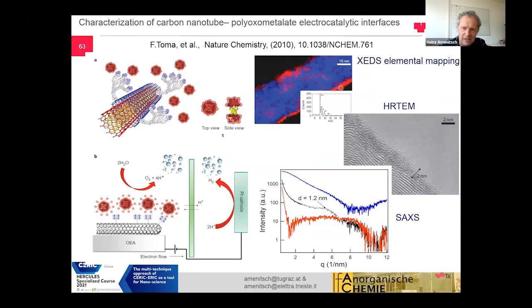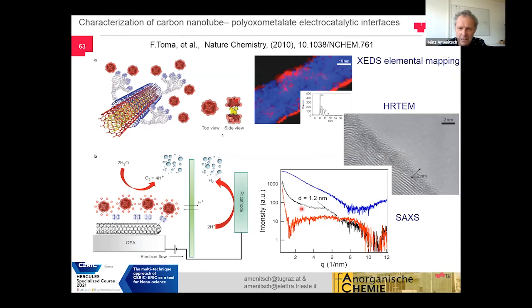Here you see the tungsten. So you have something like a shell around. In the high resolution TEM, you see here the multi-wall carbon nanotubes in this layered structure. You have a 2 nanometer shell around, but you don't know anything about the coordination or the insights about the shell. So now you can do a small X-ray scattering experiment.